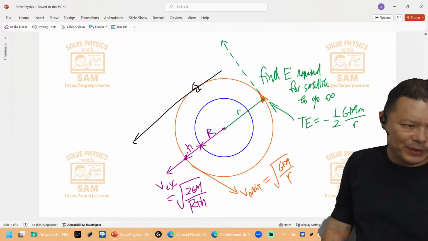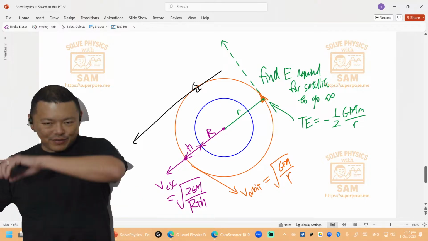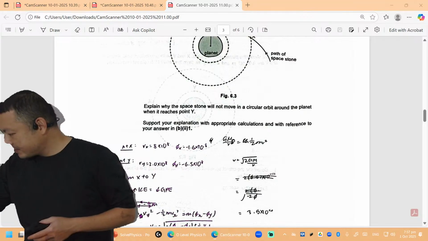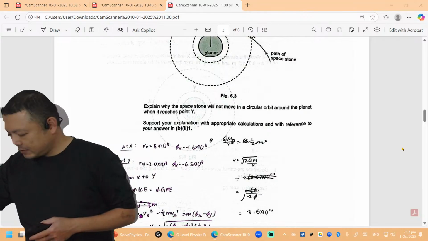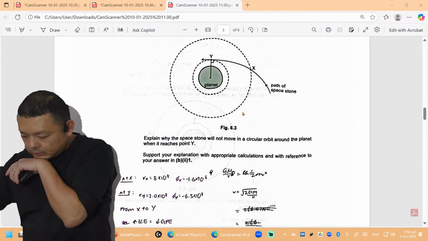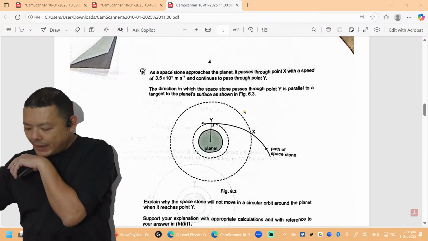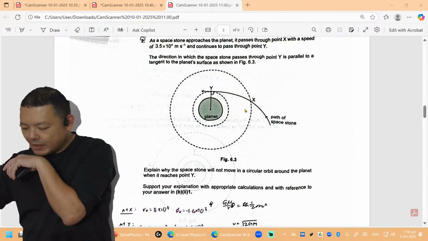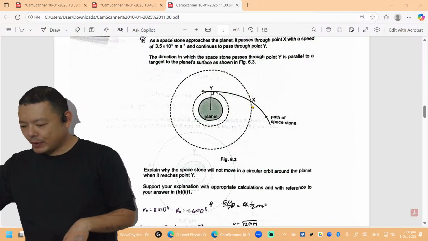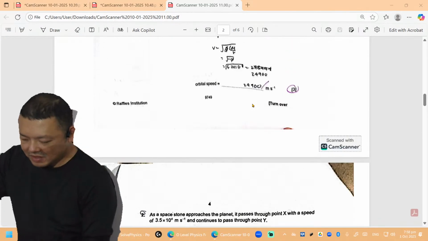Is that what the question is asking for? I don't know, I haven't read the question yet. I mean, you've read the question, but I'm just trying to run through the possible scenarios. Why it won't orbit at y? Then your answer is simply that it is more than the orbital speed. Therefore it will not orbit at y. As to what happens to it later on, nobody knows.